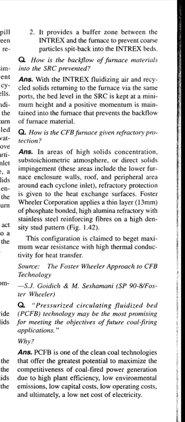Answer. With the INTREX fluidized air and recycled solids returning to the furnace through the same ports, the bed level in the SRC is kept at a minimum height and a positive momentum is maintained into the furnace that prevents the backflow of the furnace material.